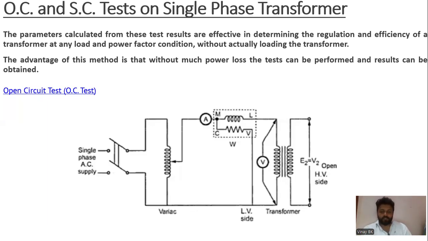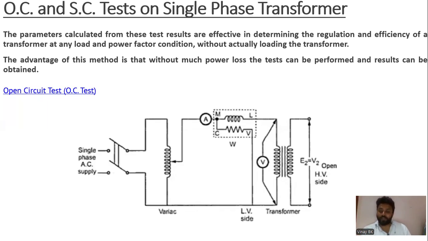Okay, so first, what is the main objective of this particular concept? The parameters calculated from these tests, that is nothing but the OC and SC test results, are effective in determining the regulation and efficiency of a transformer at any load, and at any power factor condition.